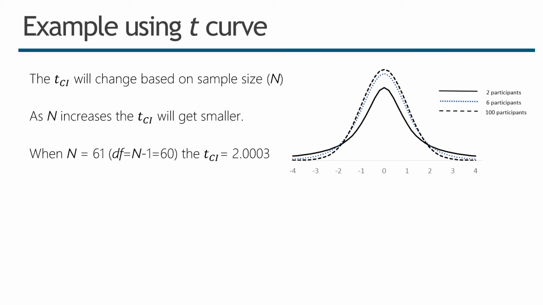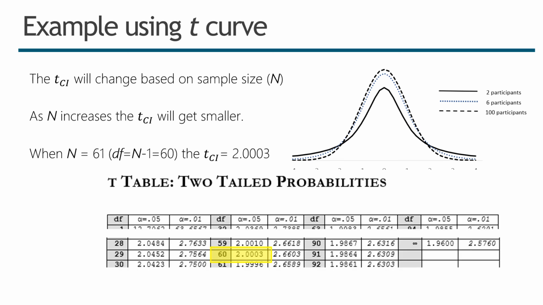In this case, the sample size is 61. That means we have a degree of freedom of 60. And our Tci is going to be about 2. Having a Tci of about 2 means the middle 95% of all t-scores are going to be between about -2 and about +2.